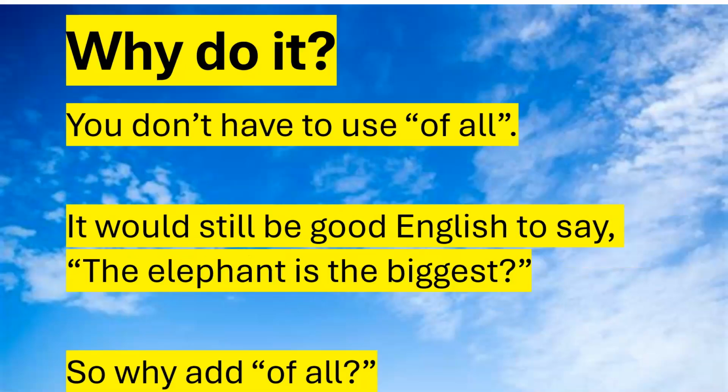So why do it? You don't have to use "of all". It would still be good English to say the elephant is the biggest. So why add "of all"?